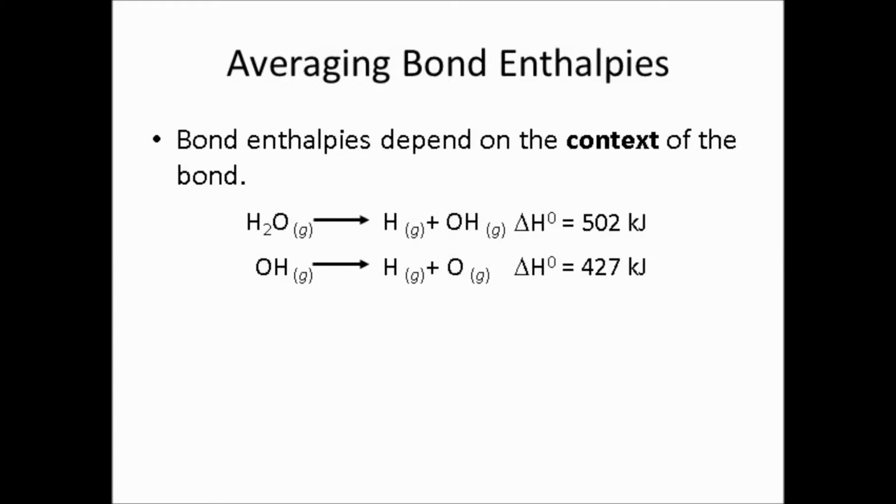Alas, life is not so simple. Bond enthalpies in fact depend on the context of the bond. For example, we can consider the OH single bond. To break off the first OH bond from water to form a hydrogen atom and a hydroxide radical takes 502 kilojoules. However, from a hydroxide radical, it takes only 427 kilojoules to break off the 2 individual atoms.